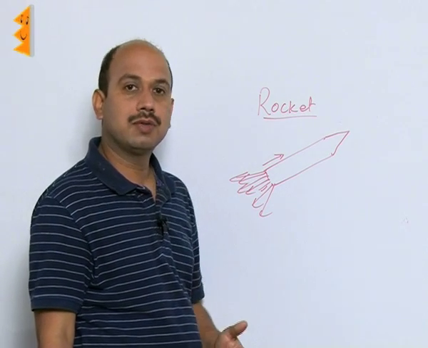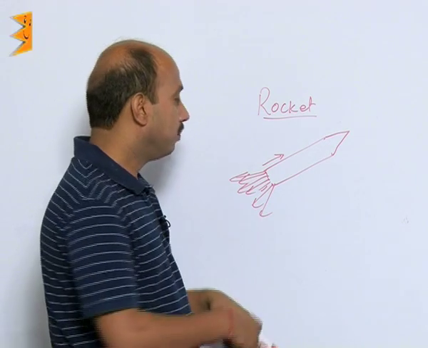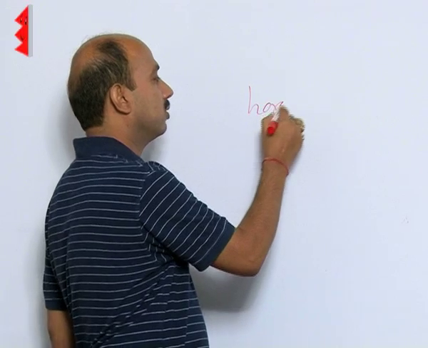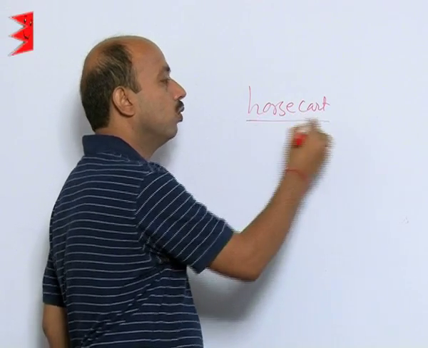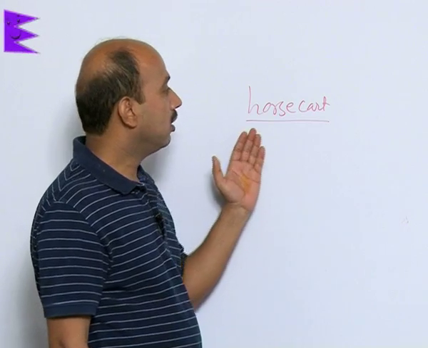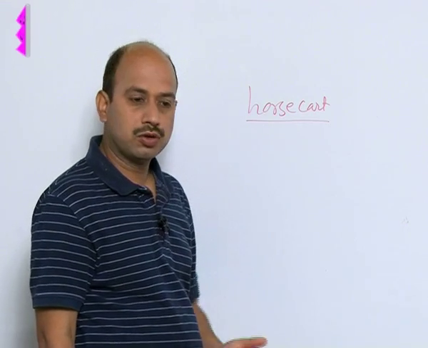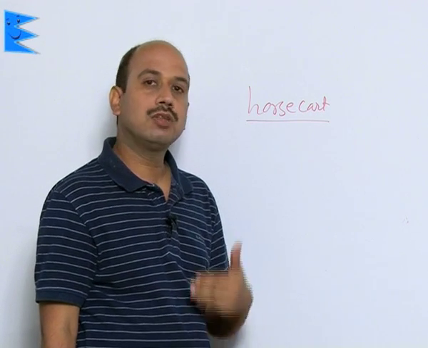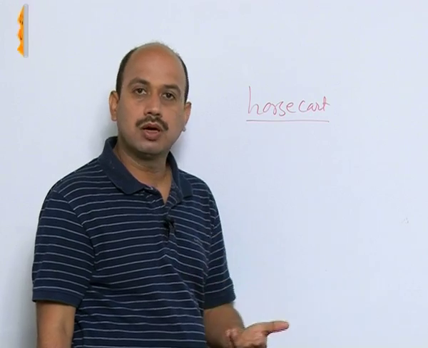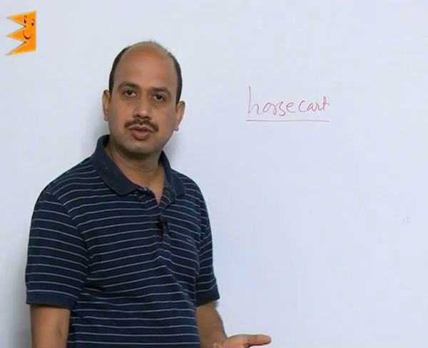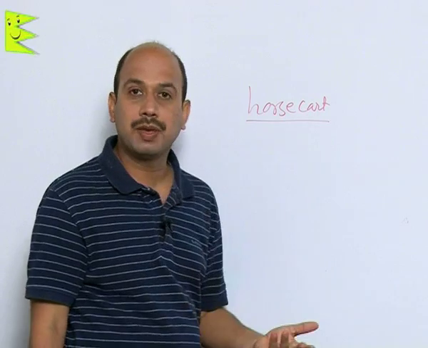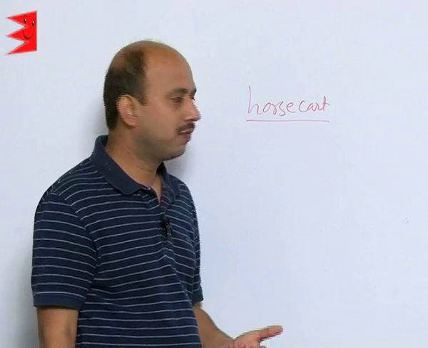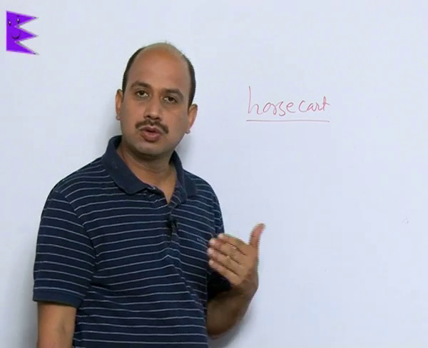Now, see another example, the horse. If you have a horse cart, it also moves due to action and reaction. The horse pushes the ground downward. As a result, the ground applies force on the horse. Because of this reaction, the horse is able to pull the cart in the forward direction. But see, a horse cart cannot move in space because there is no reaction. It cannot get any reaction over there. So these are the examples of action and reaction related to Newton's third law of motion.